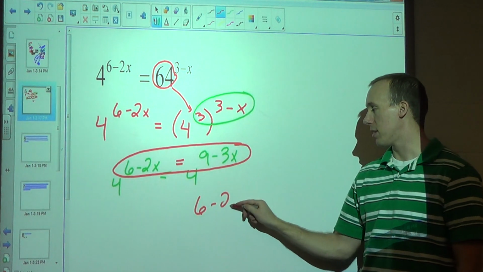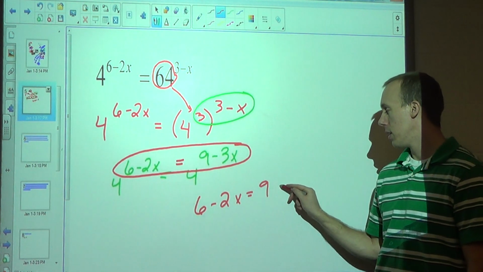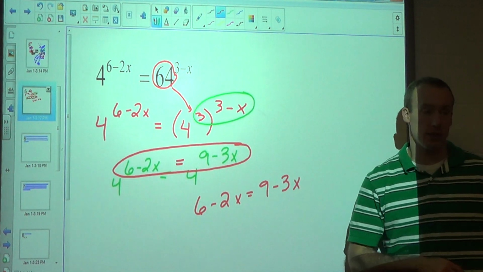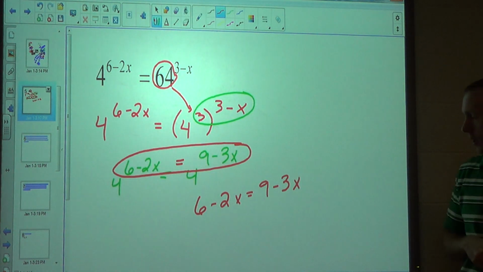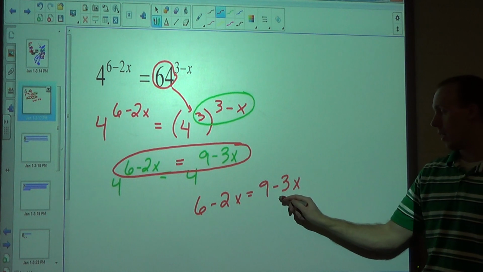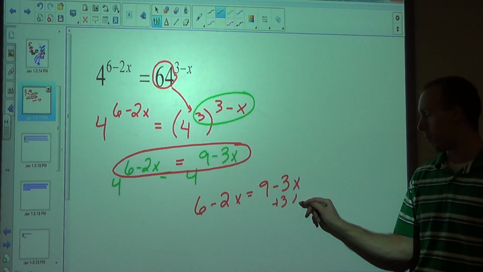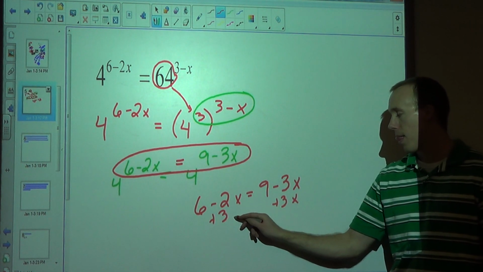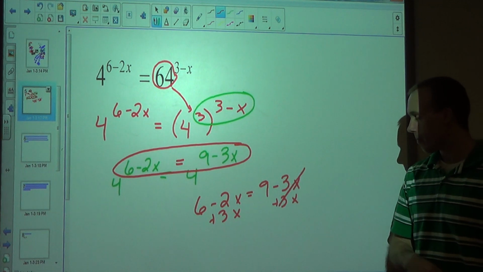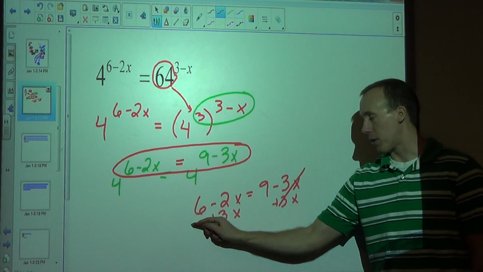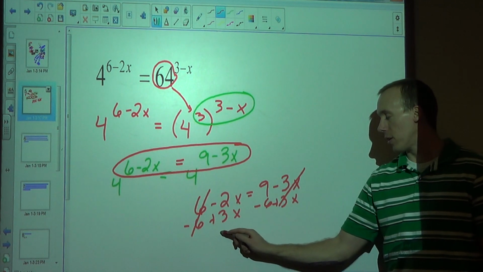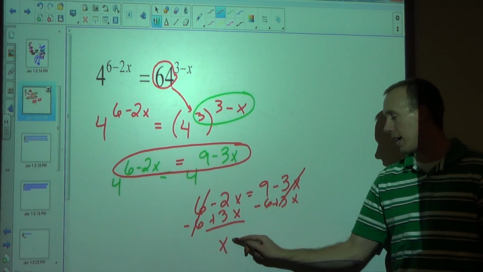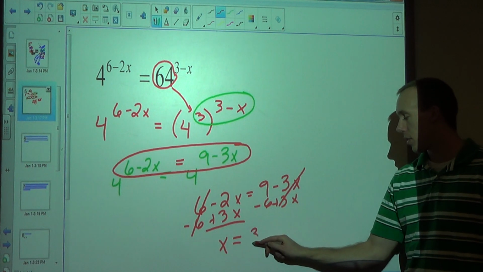So 6 minus 2x equals 9 minus 3x. Okay? And then using algebra, what do I move first? X. I'll add this 3x over to get the positive to this side. And then I'm gonna subtract my 6. Then that cancels, so I get what here? x equals 3.